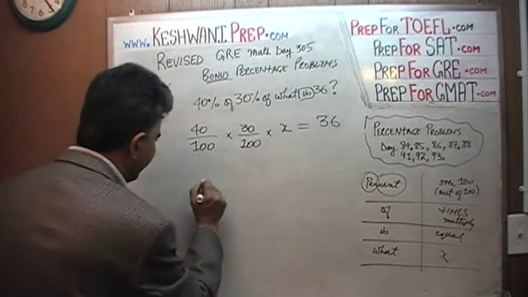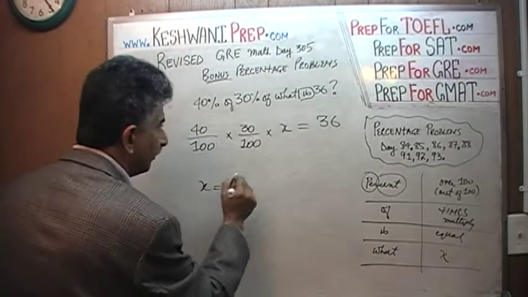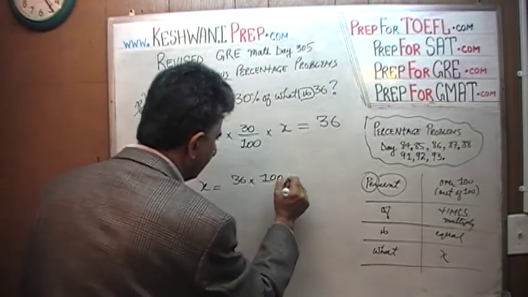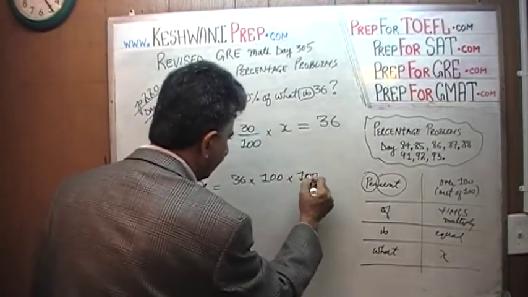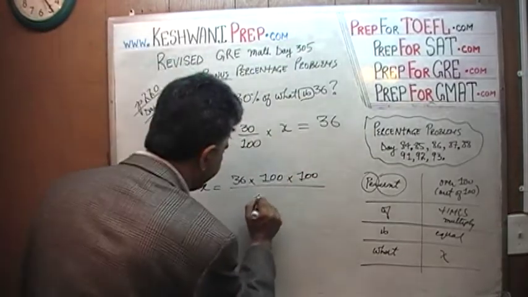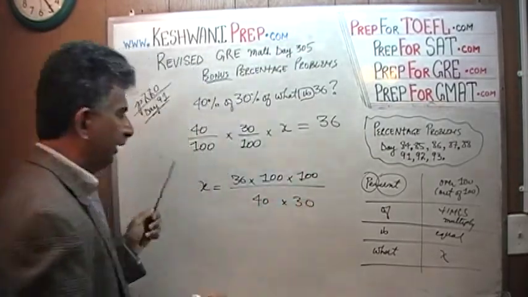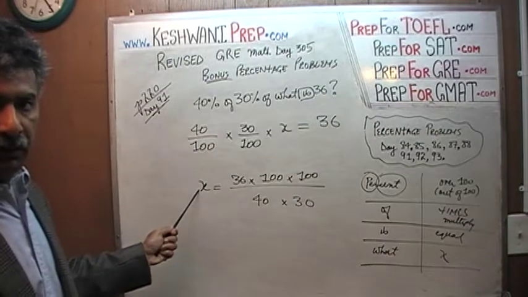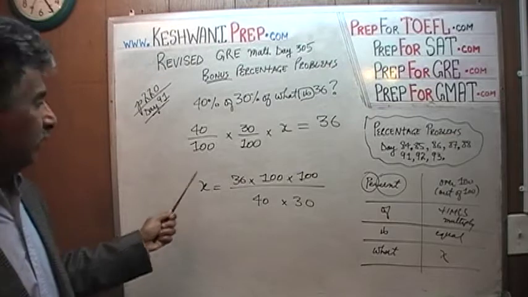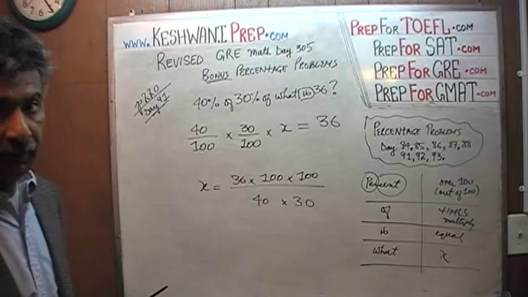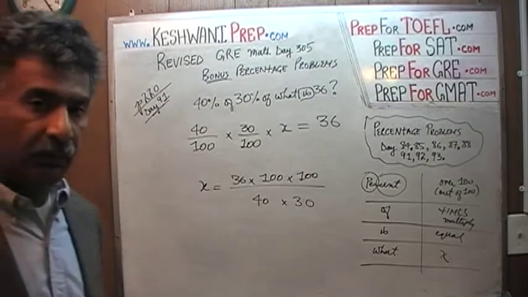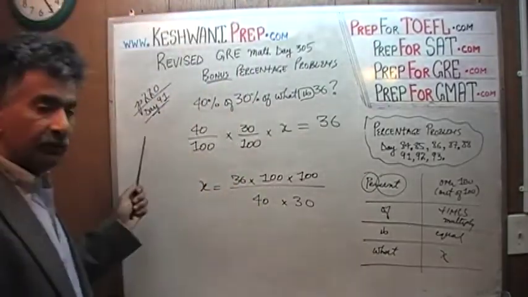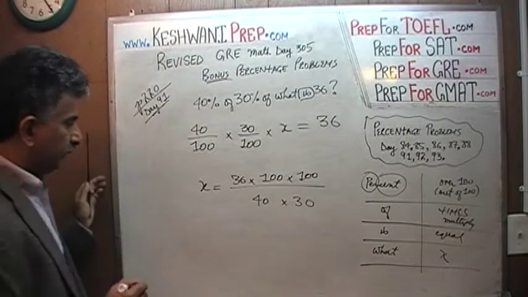So let's get the x by itself. X is going to be 36 times 100 times another 100 over 40 times 30. Now if I lost you from going from here to here, then don't fret, don't worry too much about it. Just go and watch the original solution on day number 91 where I go at a slower pace, where I explain every single step. Here I'm not going to do it. So if you need that kind of help, you can go and watch day 91.